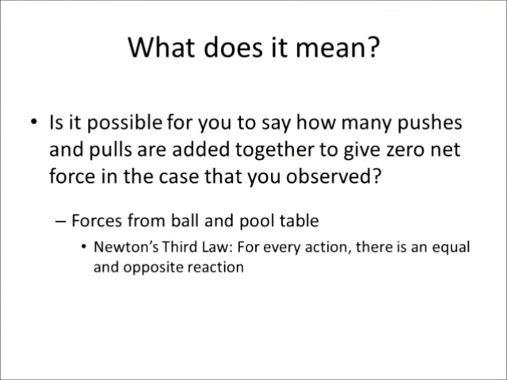So what does this all mean? I would think that we could make a very good educated guess to say how many pushes and pulls make a net force of 0. Just because of Newton's third law, for every action there is an equal and opposite reaction. So basically there's always going to be a force against the ball and a force against the table. There can also be a normal force and a gravitational force acting on the ball as it moves.